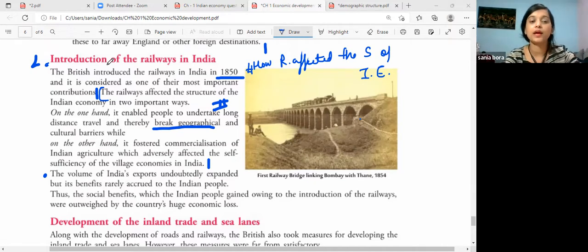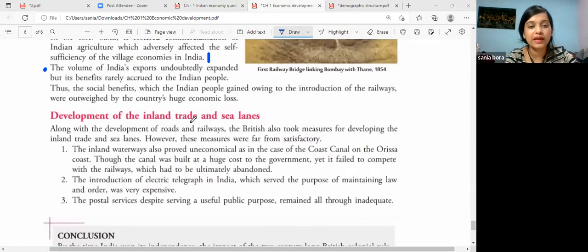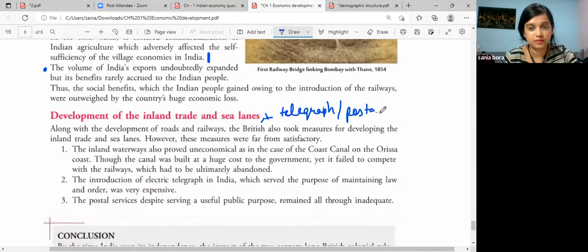Okay. Now the last thing is the development of inland trade, sea lanes, plus you are going to write over here development of inland trade, sea lanes, telegraph, postal services. So what happened basically along with the development of roads and railway, the Britishers took some other initiatives to develop inland trade.